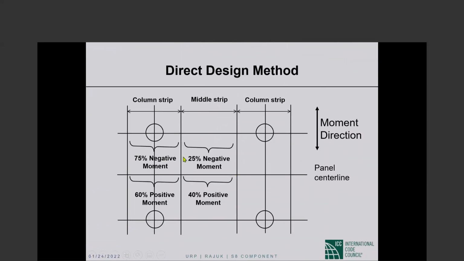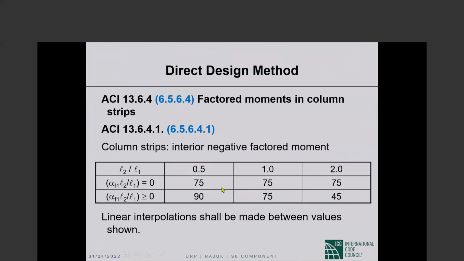So at the support section, it is 75-25 distribution between column strip and middle strip. In the span section, it is 60-40 distribution between column strip and middle strip. Okay.